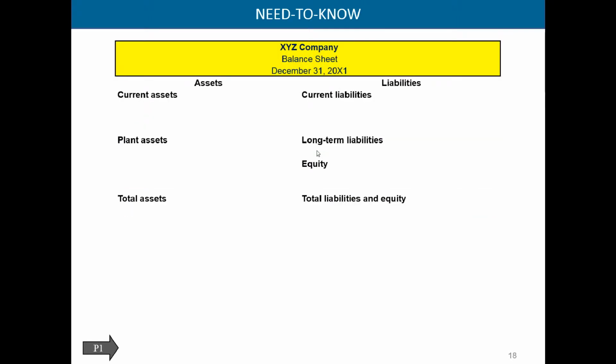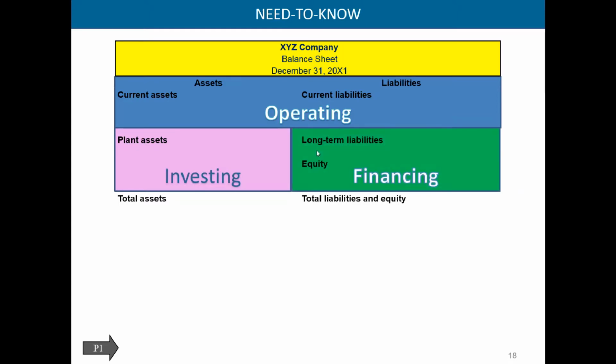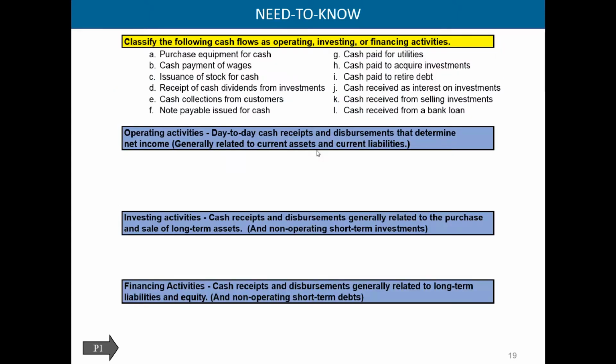Let's see what we can do. So, here we go. Operating comes from current assets and current liabilities, basically. Investing is going to come from long-term assets. Financing is going to be long-term liabilities and equity.